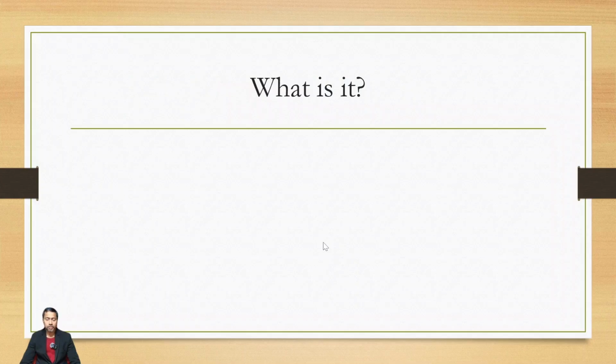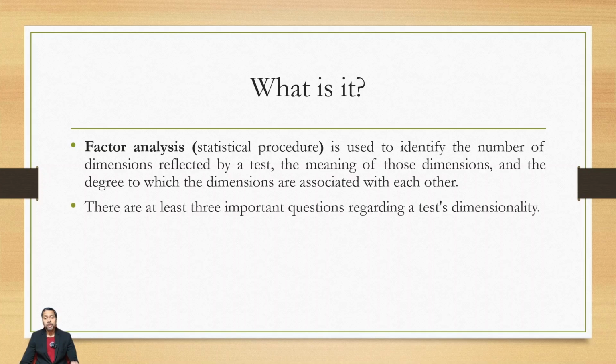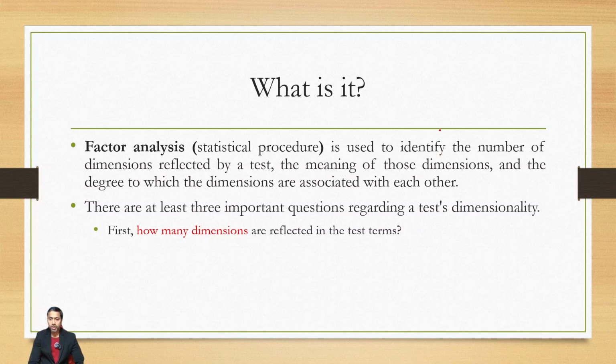The first thing is what it is. So factor analysis is used to identify the number of dimensions reflected by a test, the meaning of those dimensions, and the degree to which dimensions are associated with each other. There are three important questions regarding test dimensionality. The first very important question is how many dimensions are reflected in the test items. If I generate a 30 item questionnaire, out of these 30 items, how many underlying dimensions or attributes are there? Are there 1, 2, 3, or more? This is the first question.